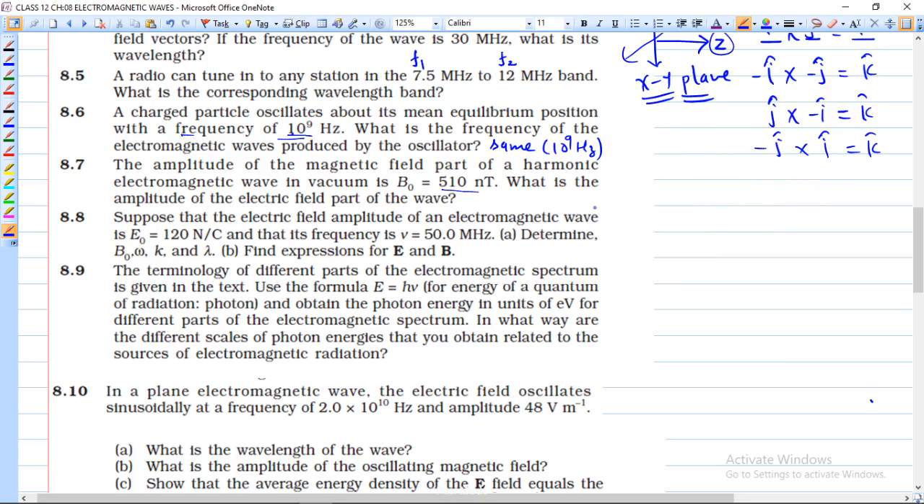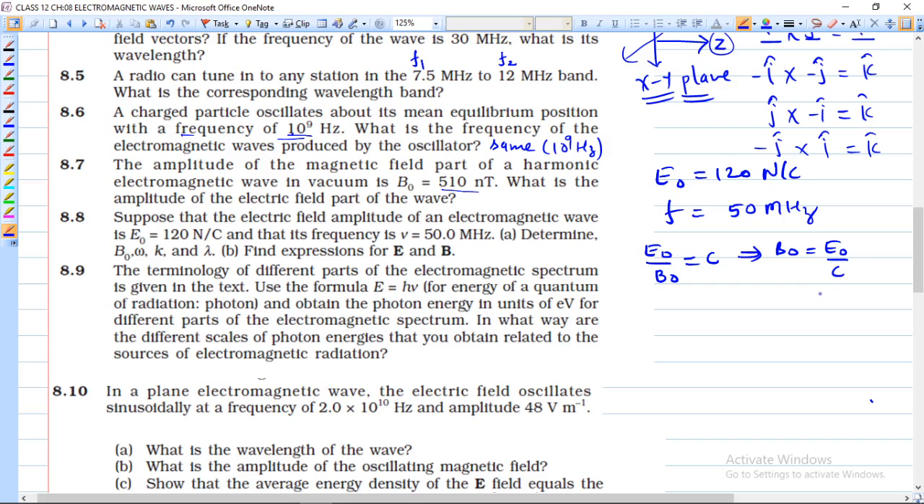8.8. E0 is 120 Newton per Coulomb, and frequency is 50 megahertz. Okay, determine B0. So first formula, E0 upon B0 is equal to C. So from that, B0 is equal to E0 upon C. You have the value of E0 as well as the value of C. So you can calculate it and you will get the answer as 400 nanotesla.